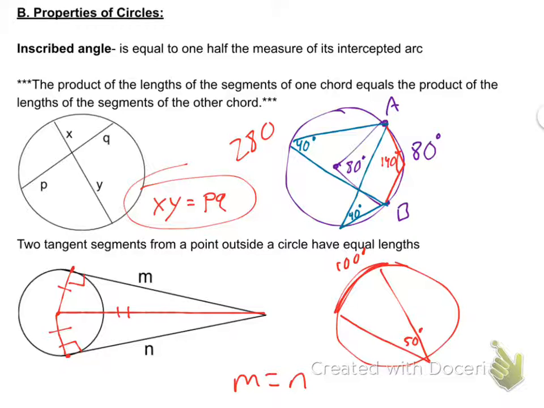Do you guys recognize that they're right triangles? I have a hypotenuse and a leg. They are congruent because of hypotenuse leg. That means all the corresponding parts are congruent. So guess what? M and N are in corresponding positions. They are the same.